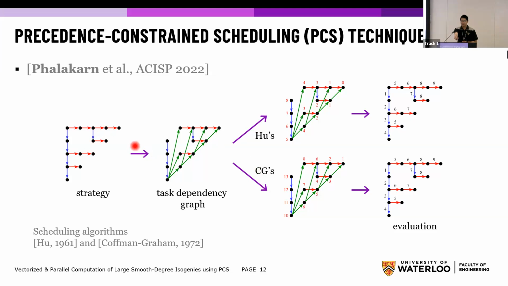So here, from the given strategy, we first transform it into a task dependency graph. And then we apply 2 scheduling algorithms. They are by Hu and Kaufman-Graham. So those algorithms specify which task should be done first and which task will be done later. And by the scheduling, we can come up with how we evaluate the strategy.